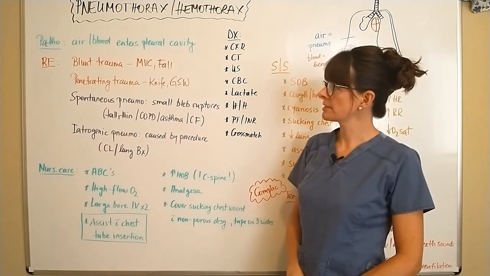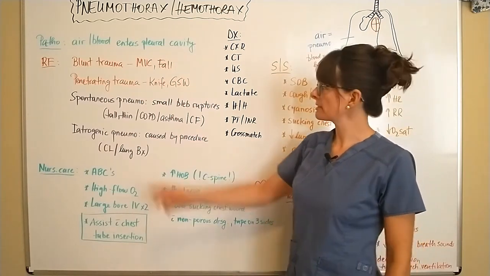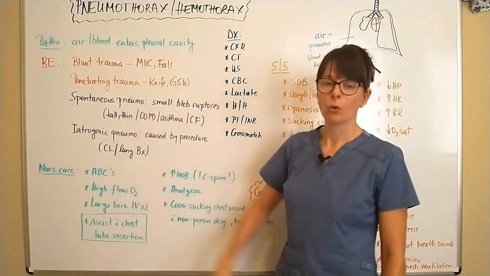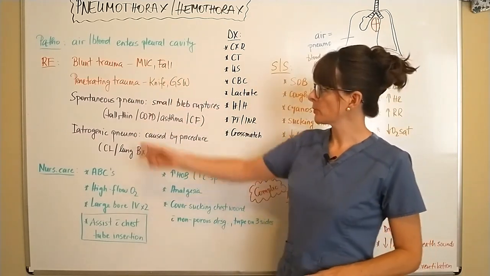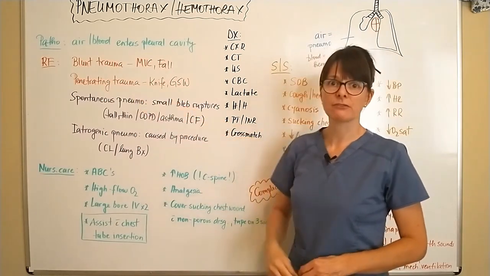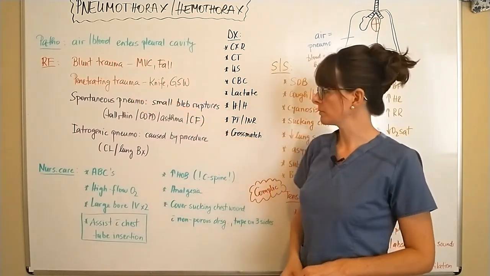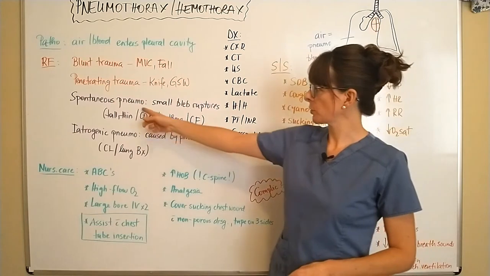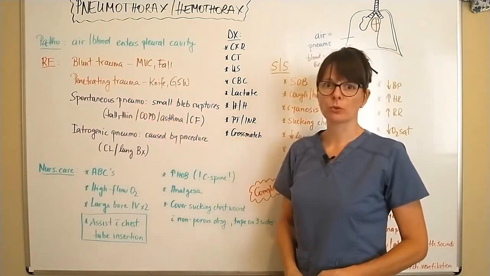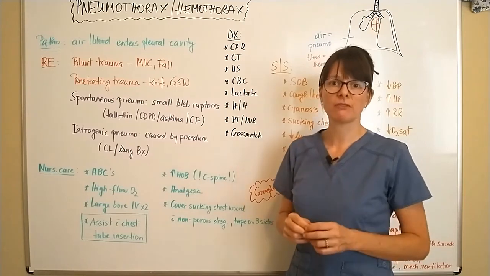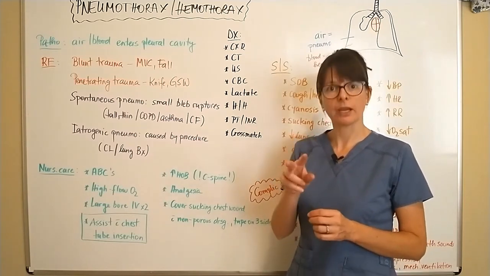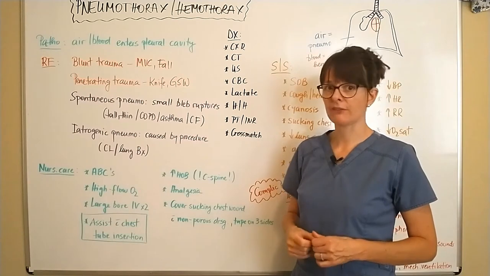Now, risk factors include blunt trauma, such as from a motor vehicle collision or a fall with significant injury to the chest wall, as well as penetrating trauma, such as knife injuries or gunshot wounds. We can also have the occurrence of a spontaneous pneumothorax, which basically means that a small bleb, a small part of the alveoli ruptures and then air escapes into the pleural cavity.